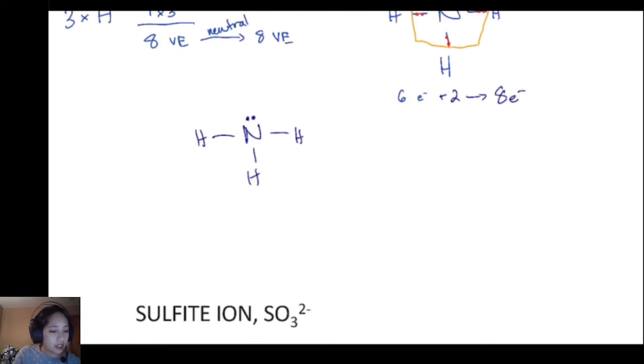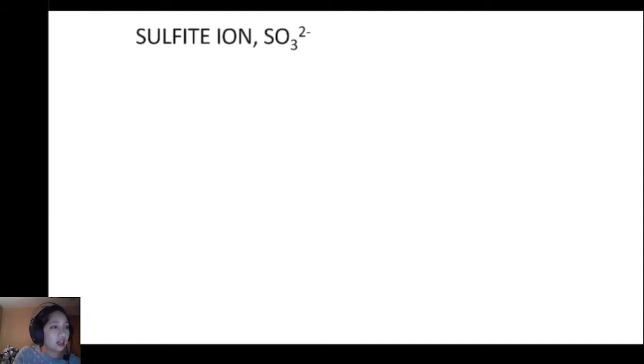Let's look at an example now where, in the fifth step, the central atom is, no, it is not electron deficient.